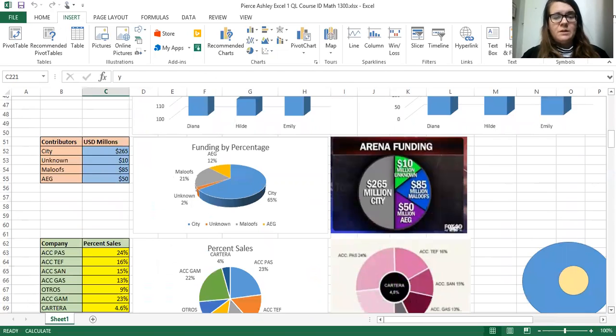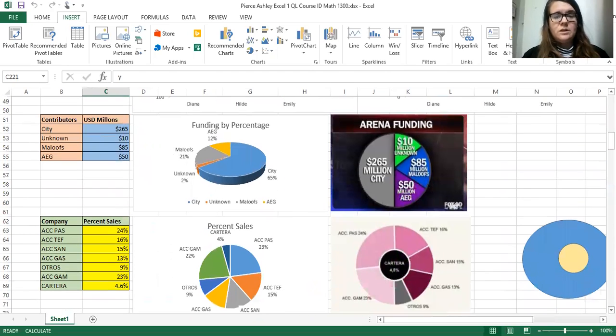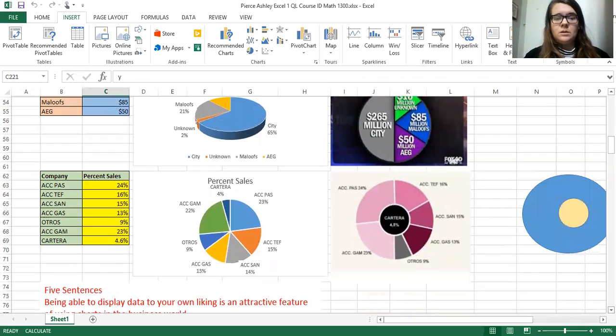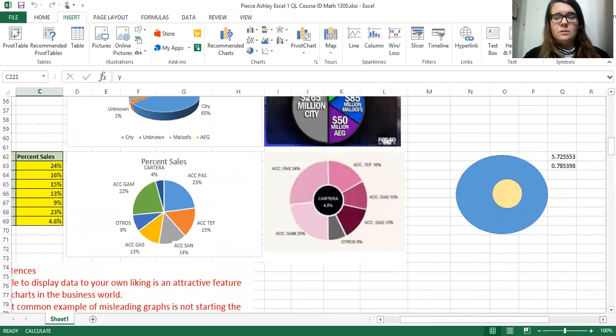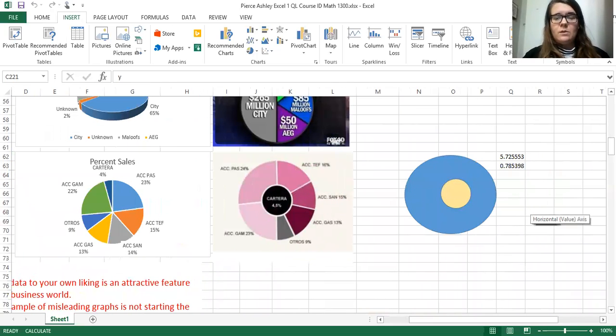So if we come on down here, here's the rest of the pie charts that are showing the funding. There's the Katera. There's that one.